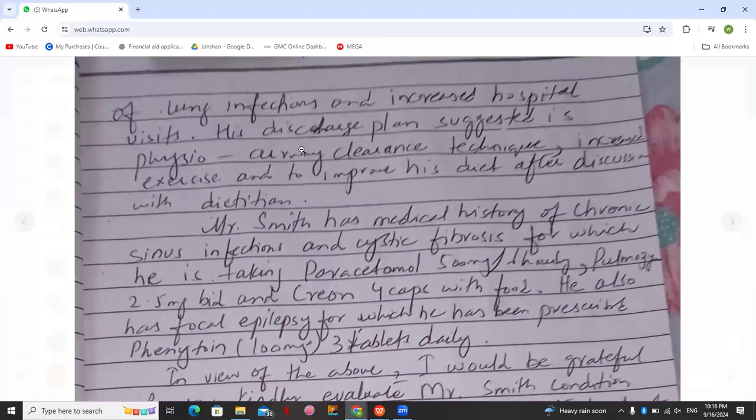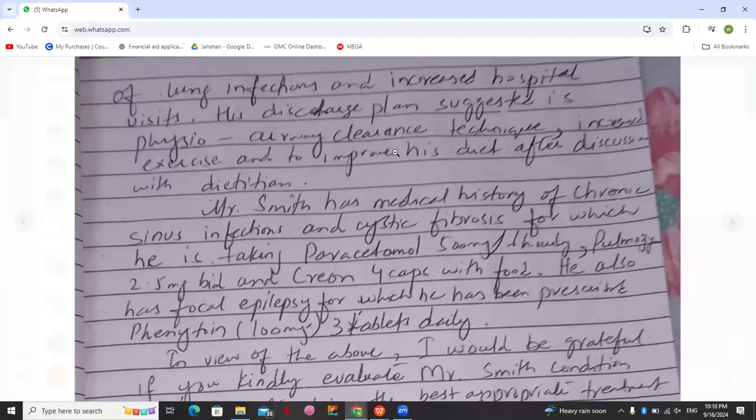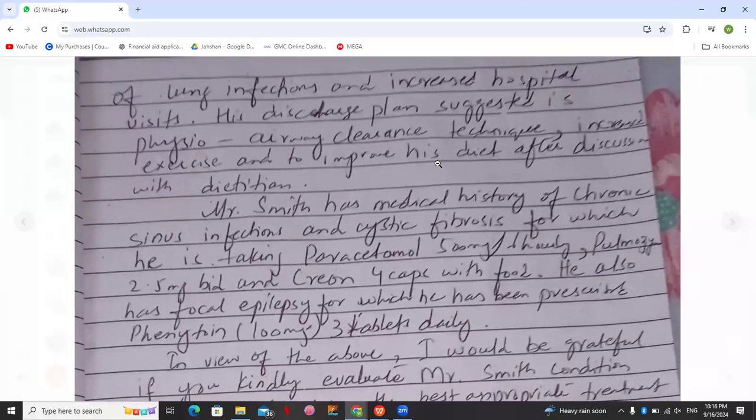His discharge plan suggested is physio. See, this is a very poor sentence. Maybe again you're in a hurry, doctor. So it could have been improved. You can just write his discharge plan includes physiotherapy for airway clearance. And in OET, there is no slash, there is no hyphen, there is no hashtag, at the rate, nothing like that. And there is no physio. If you're writing a letter to me, I'm a tutor.